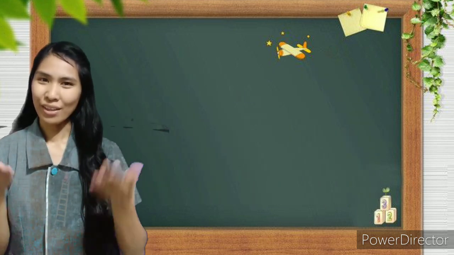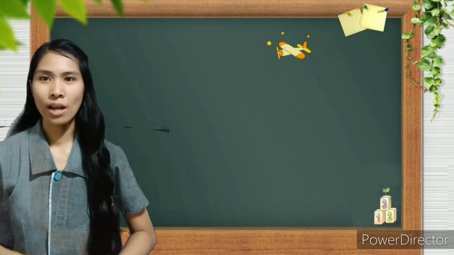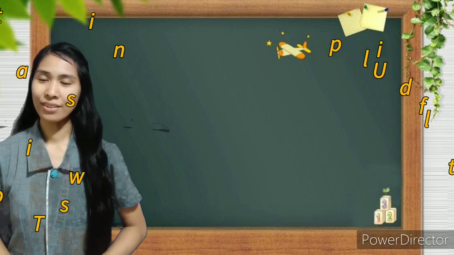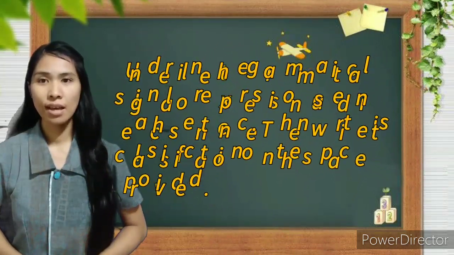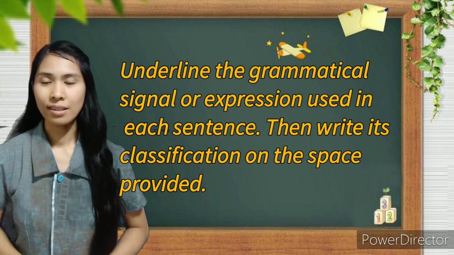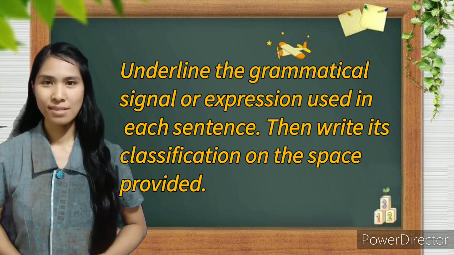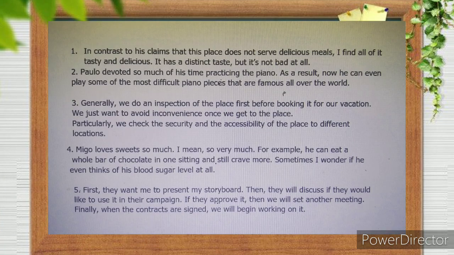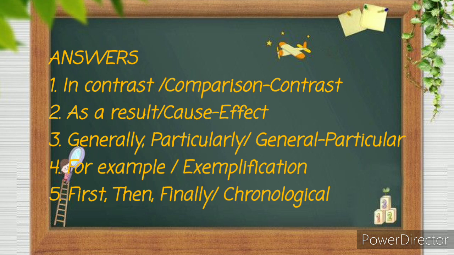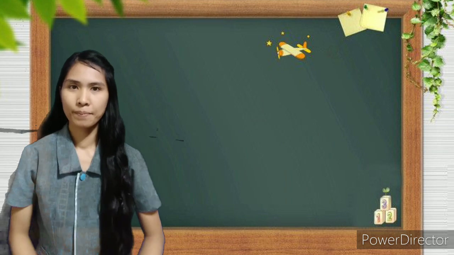And now, I know that you're all ready to answer the activity. Direction: underline the grammatical signals and expression in each sentence. Then, write its classification on the space provided. Okay, class. I hope that you get all the correct answers.